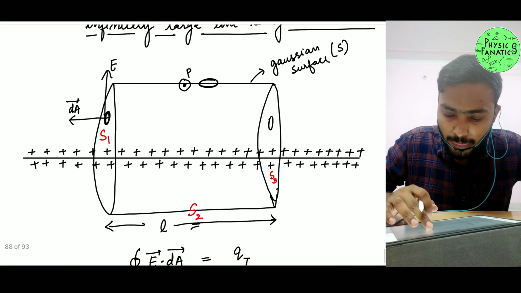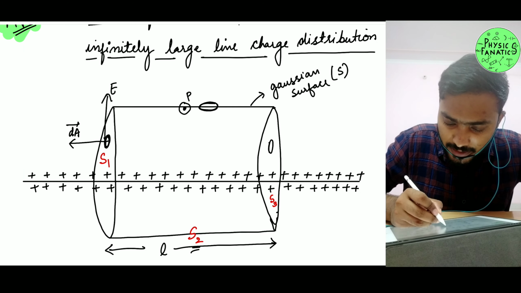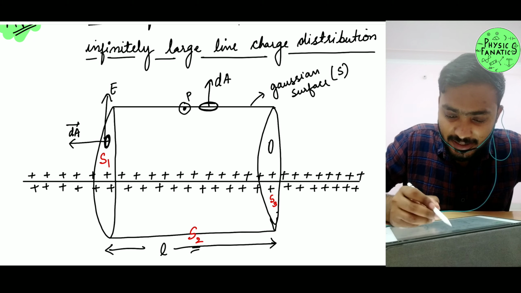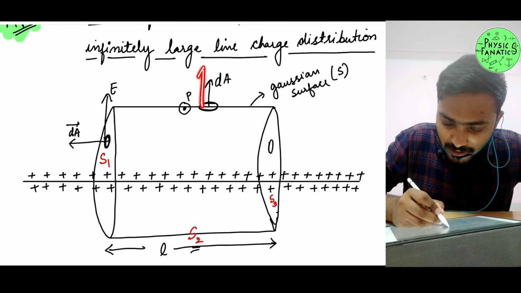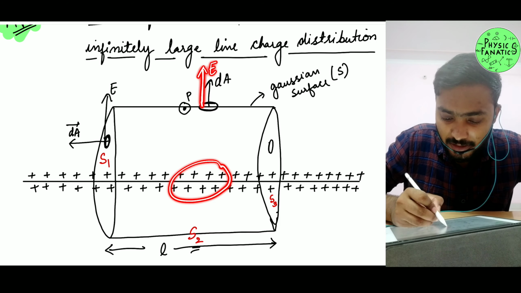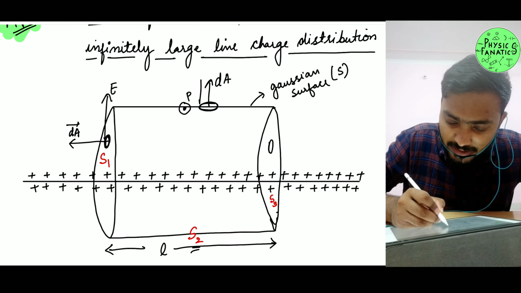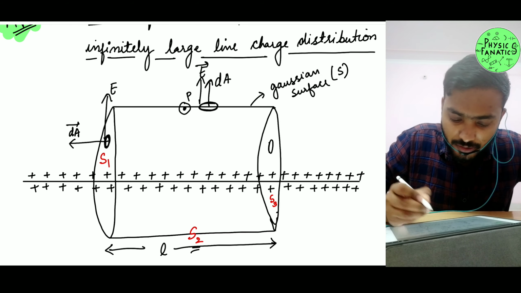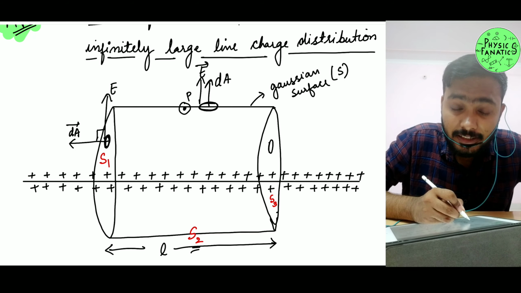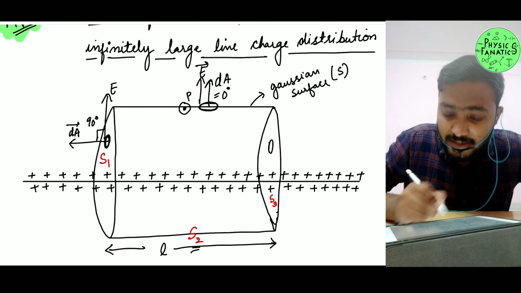Great. Okay, let's talk about the S2 surface. For the S2 surface, the area vector is in that direction. The electric field is also in that direction, because obviously the positive charge is here, so the electric field will be in the upward direction. So you can see in the first case the angle between the area vector and the electric field is 90 degrees, but here the angle is 0 degrees.